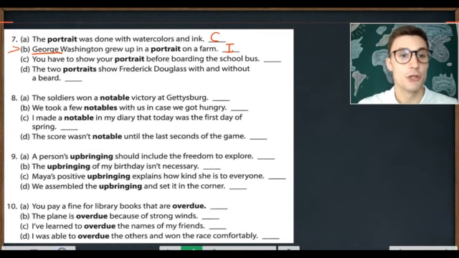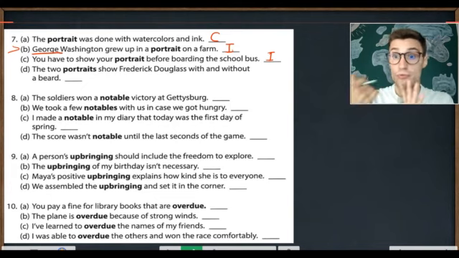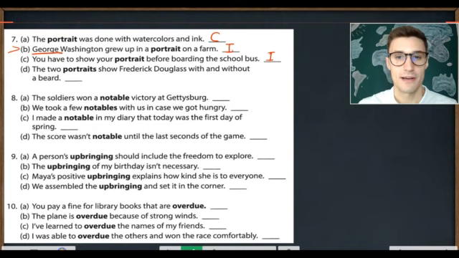7C. You have to show your portrait before boarding the school bus. Incorrect. I don't think you have to show your portrait like that. You can't walk around with a picture of yourself that you drew, painted, or took, right? D. The two portraits show Frederick Douglass with and without a beard. Correct. It could be pictures of his face, because how else would you see his beard and his clean skin? Number 8.